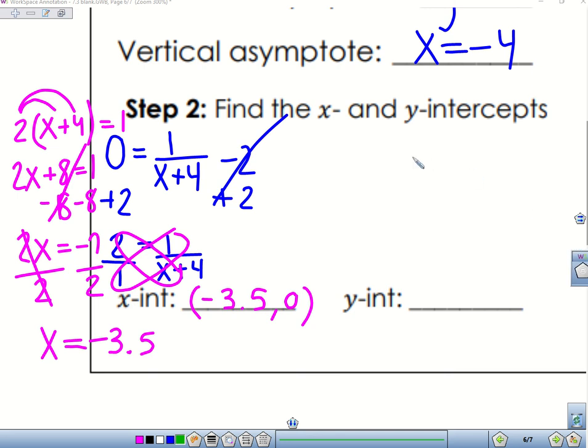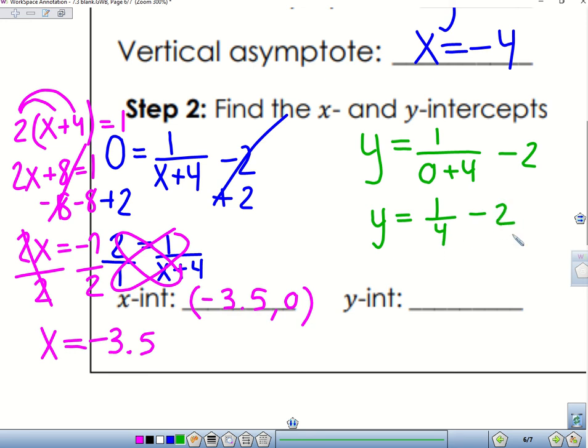So now we're going to do our y-intercept. How do we find a y-intercept? We replace what with 0? X. So what is 0 plus 4? 4. Good. So 1 over 4, minus 2. So 1 divided by 4, minus 2. That comes out to be 0, negative 1.75, which is what we found on the graph as well. So everybody with me on what we just did here? We just found our intercepts.